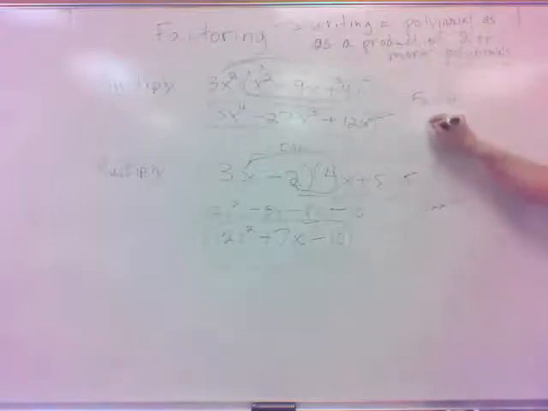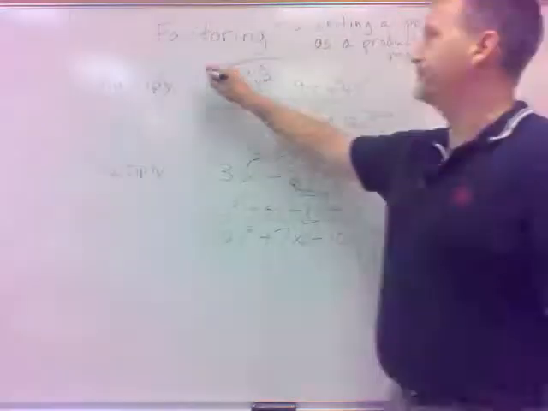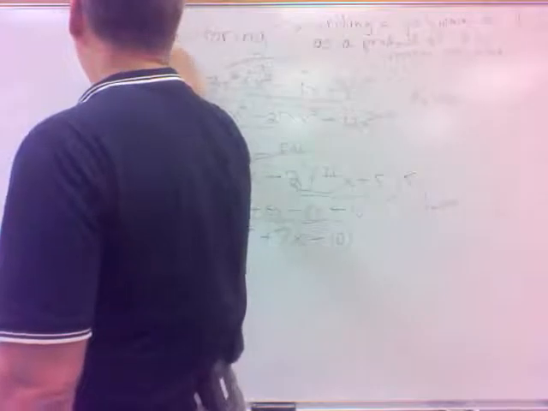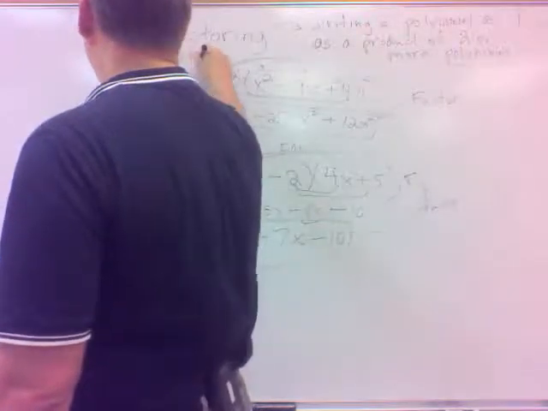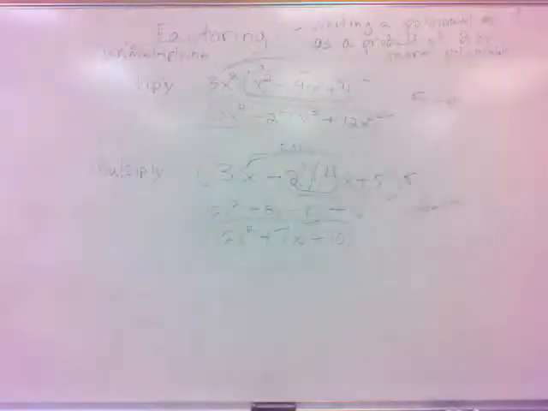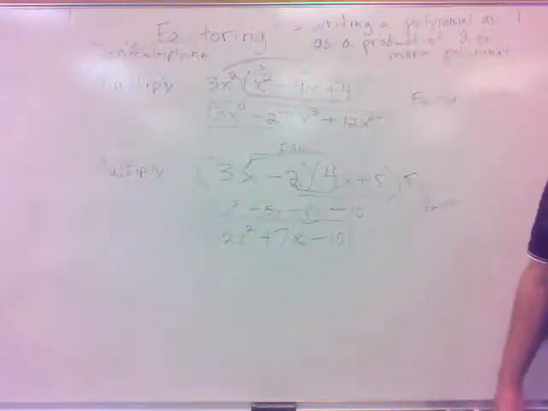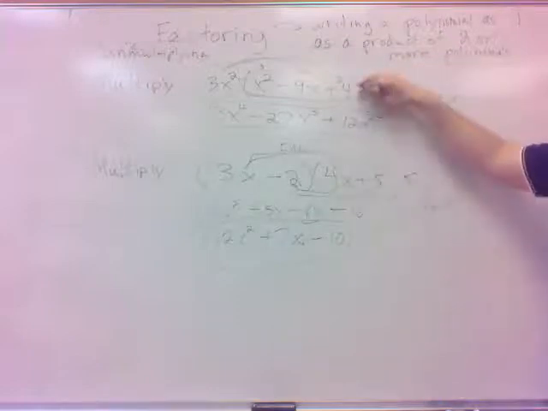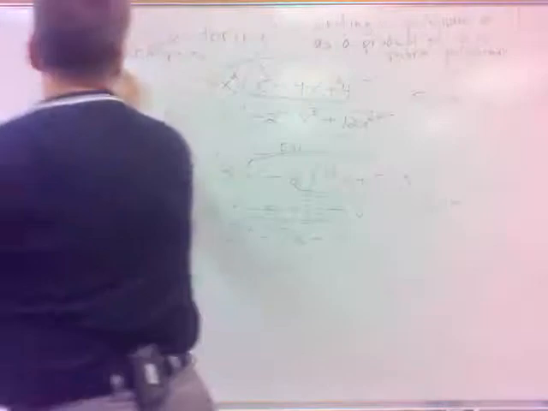Another way to put it, unmultiplying. Okay. Factoring is taking it and breaking it out into factors, two or more in a product. So we're just going to reverse the process. Instead of multiplying it to get this, we're going to factor it and get that, you see. Okay. So how do we do that?